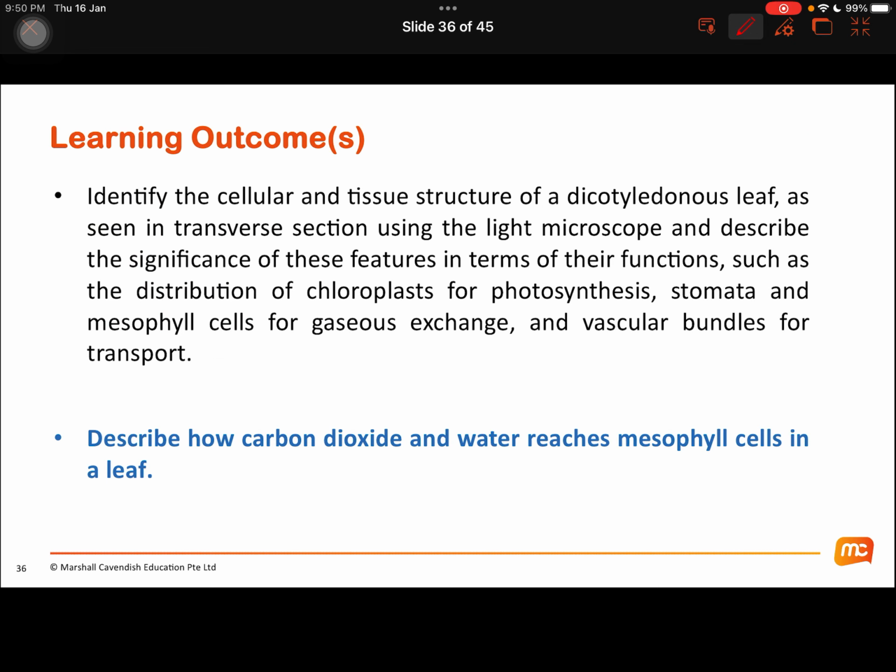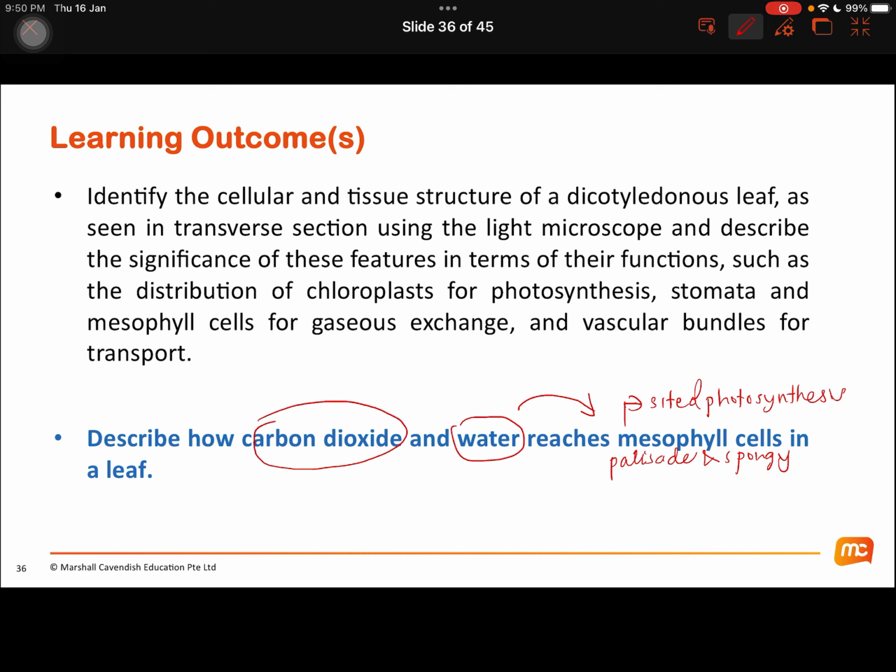Lastly, in this video, you will also need to know how carbon dioxide and water reaches the mesophyll cells in the leaf. Mesophyll cell here refers to the palisade and spongy mesophyll cells where photosynthesis occurs. So we need to be able to draw the connection to explain how the two important raw materials of photosynthesis are taken into the cells, more specifically the mesophyll cells where photosynthesis occurs.